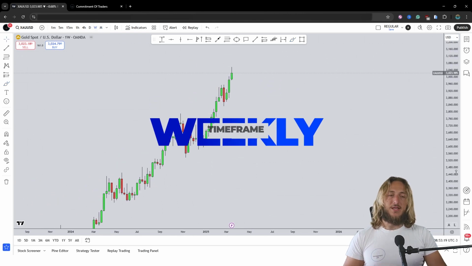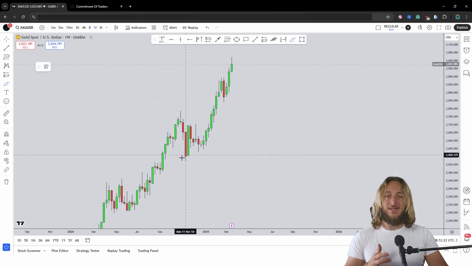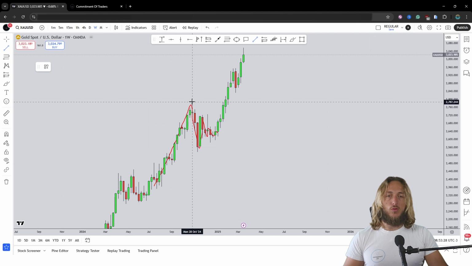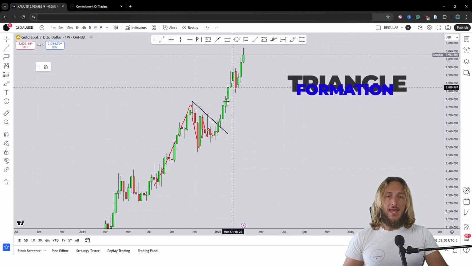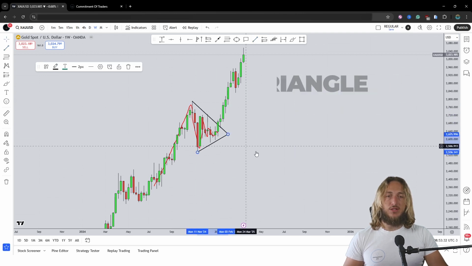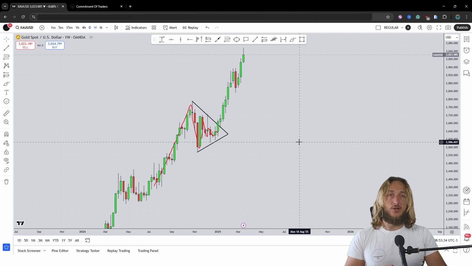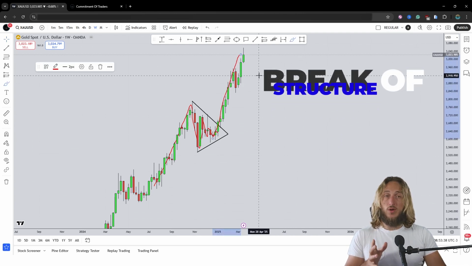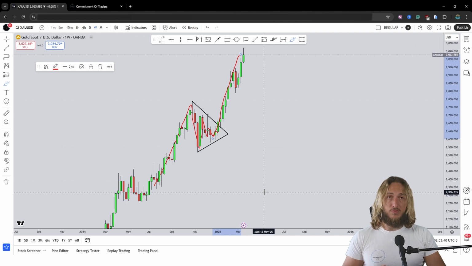From a weekly perspective, we had a perfect example of a strong weekly impulse phase. Then we had this consolidation pattern. In this case, it was in the form of a triangle formation. And a triangle formation is simply the creation of lower highs and higher lows at the same time. And then we had the breakout to the upside. So that is a very popular pattern in the market.